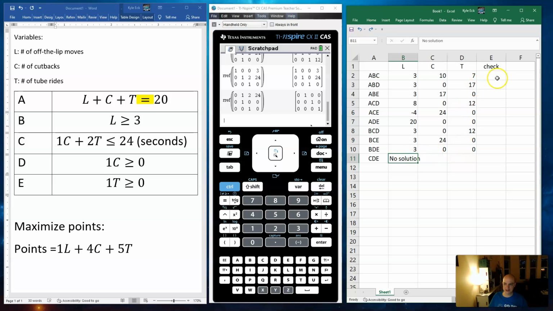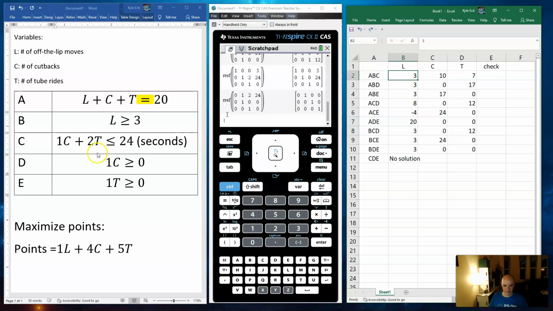All right, so speaking of checking, that's now the next step. And when I say check, here's what I mean. Every system must satisfy all 5 of these constraints. All 5 things must hold true. Because, for example, line 2 came from solving the system with A, B, and C, I know that those 3 are already going to cause this to be true. That is, 3 plus 10 plus 7 is definitely equal to 20. L is greater than or equal to 3 because it is 3.